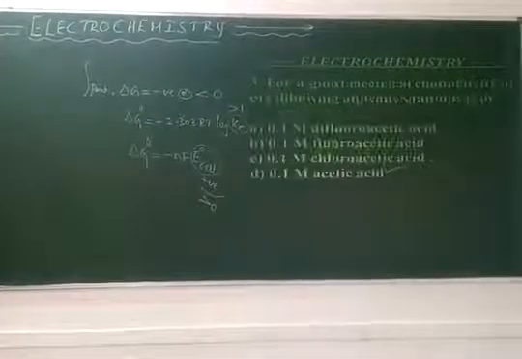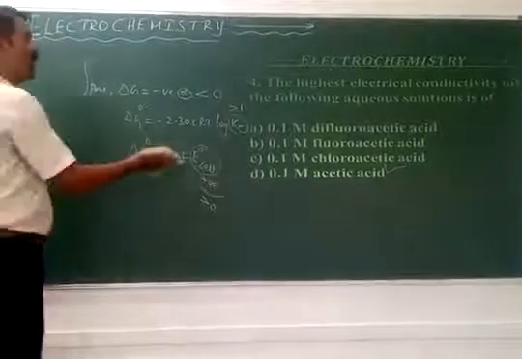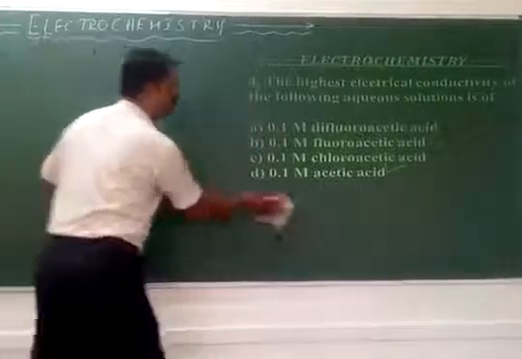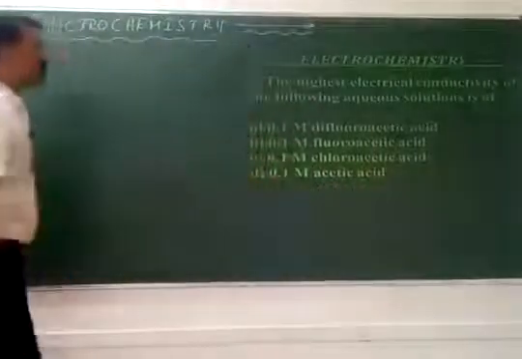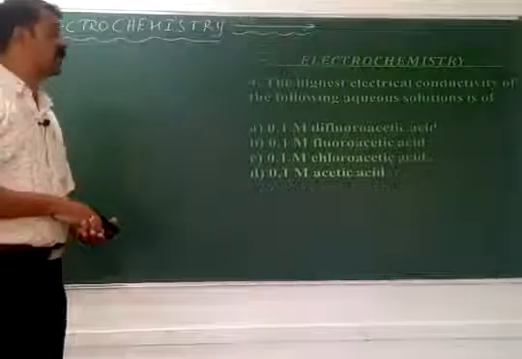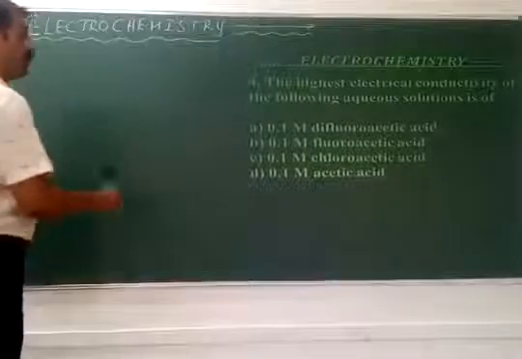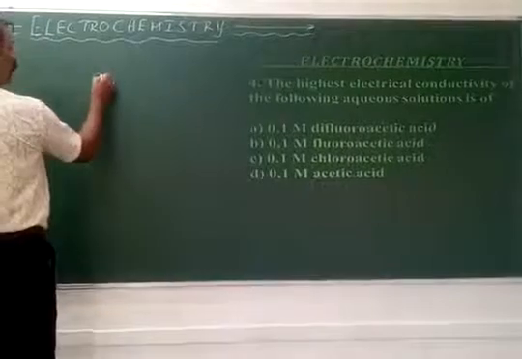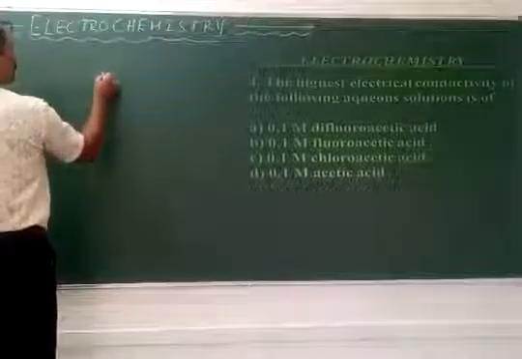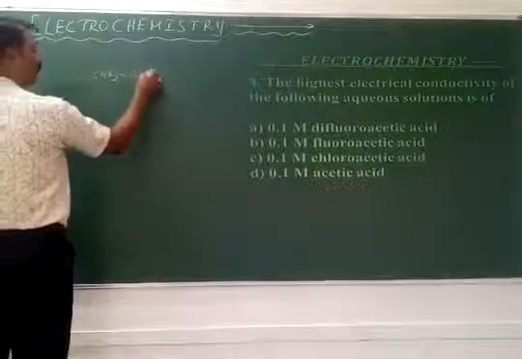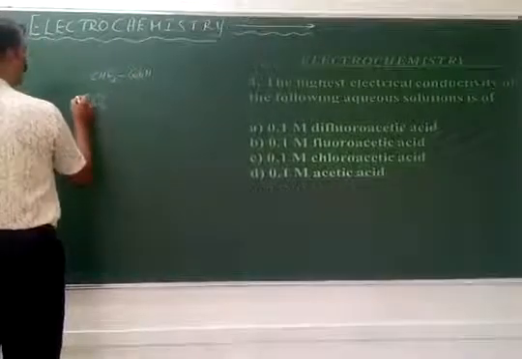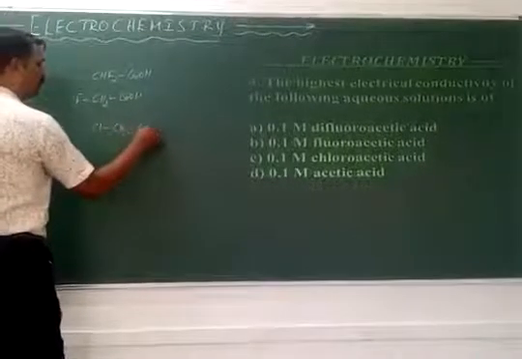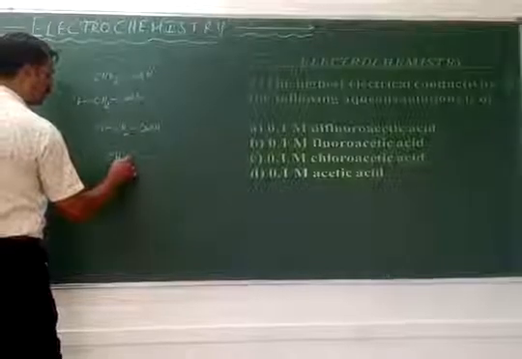Let's have the fourth one. Which of the following aqueous solutions has the highest electrical conductivity? In every case, the concentration is 0.1 molar. First is difluoroacetic acid, CHF2COOH. Then CH2FCOOH, fluoroacetic acid. Then we have chloroacetic acid. Then we have acetic acid, CH3COOH.